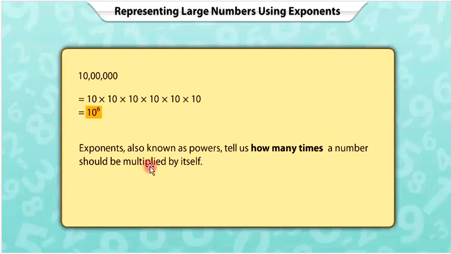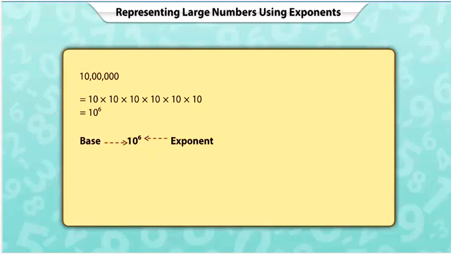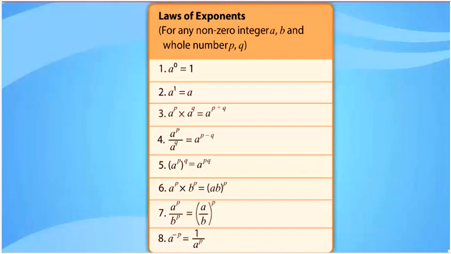So therefore exponents, also known as powers, tell us how many times a number should be multiplied by itself. Here we have 10 as the base and 6 as the exponent or the index or the power. Laws of exponents, or we may also call these laws of indices. For any non-zero integers a, b and whole numbers p, q, we have the following 8 laws.